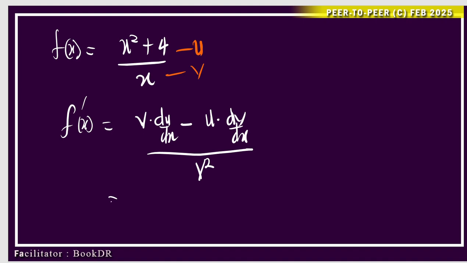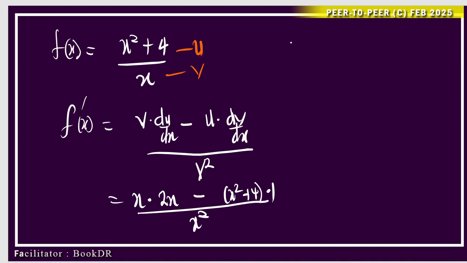Good. So we are going to have x dot 2x minus, okay, that is where the error is coming from. x dot 2x minus (x squared plus 4) dot 1 all over x squared. So we are going to have 2x squared minus x squared minus 4, all over x squared. Good.